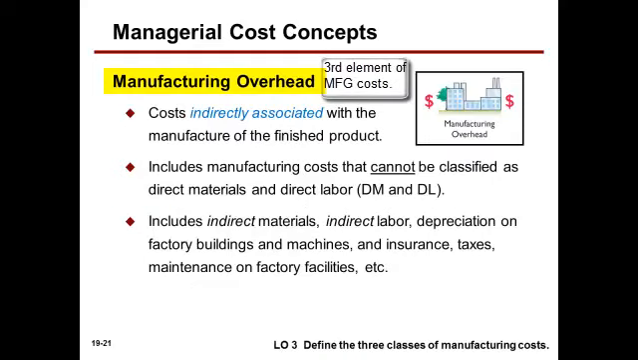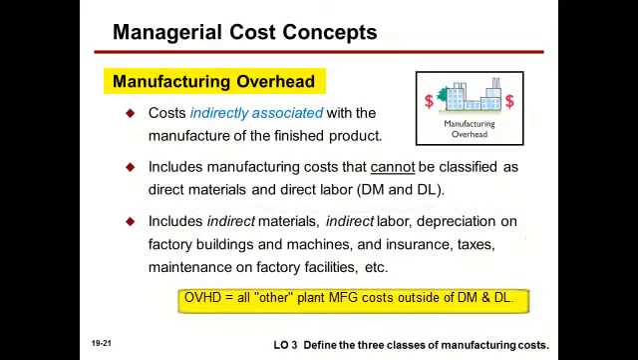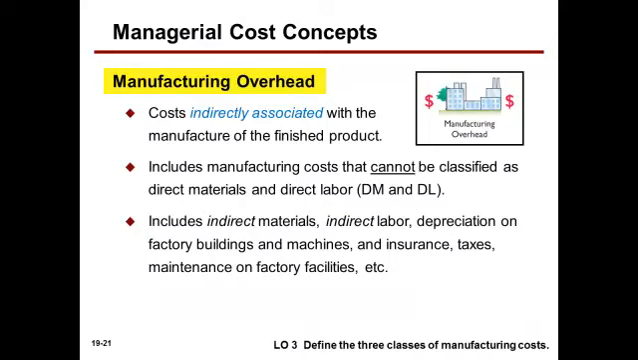Manufacturing overhead are all indirectly associated costs of manufacture. This includes manufacturing costs that cannot be classified as either direct materials or direct labor. Manufacturing overhead includes such things as indirect materials, indirect labor, depreciation on factory buildings and machines, insurance, taxes, maintenance on factory facilities, etc. Everything that's not classified as a direct material or direct labor is called manufacturing overhead in the plant.